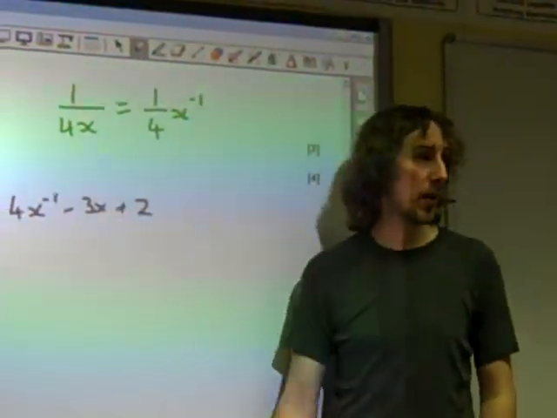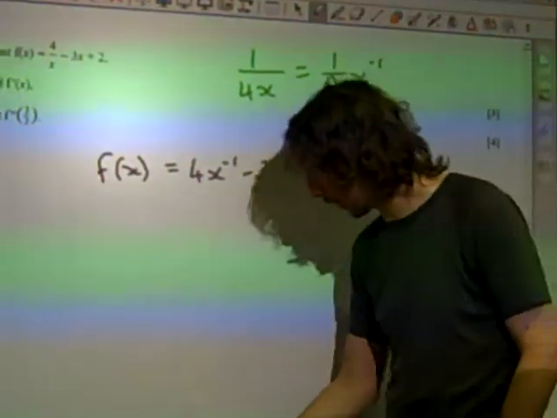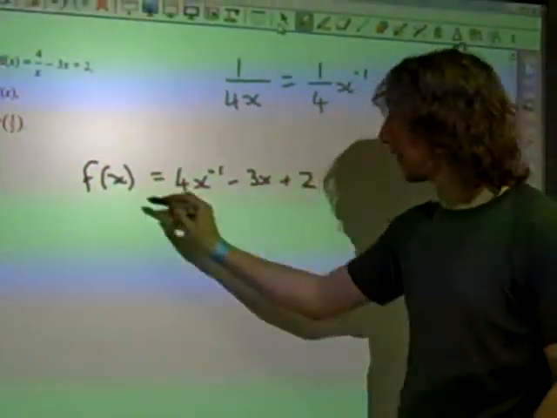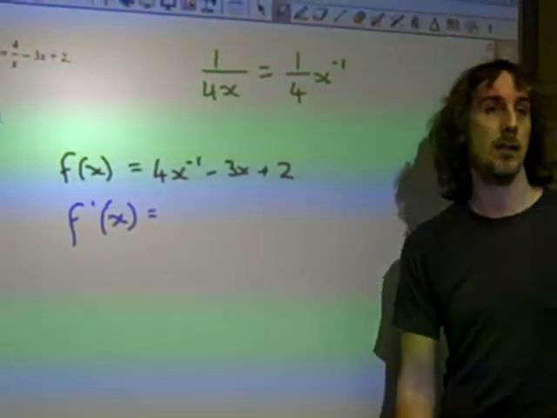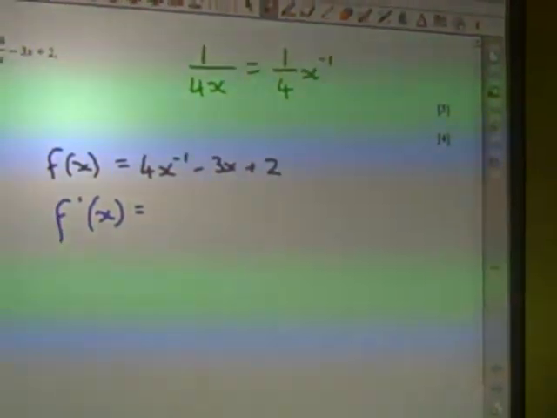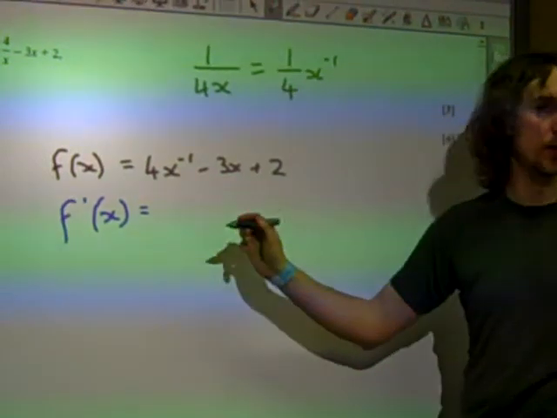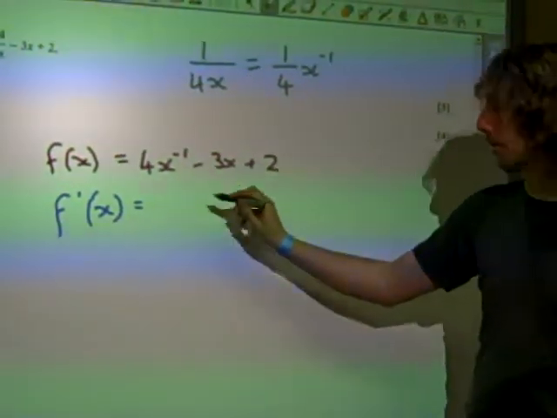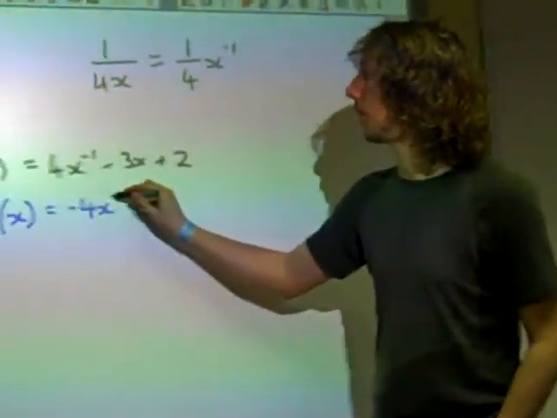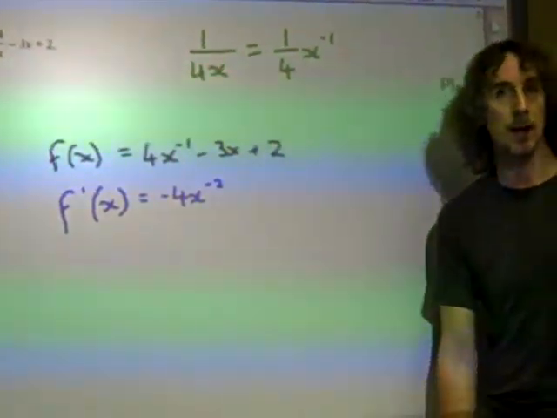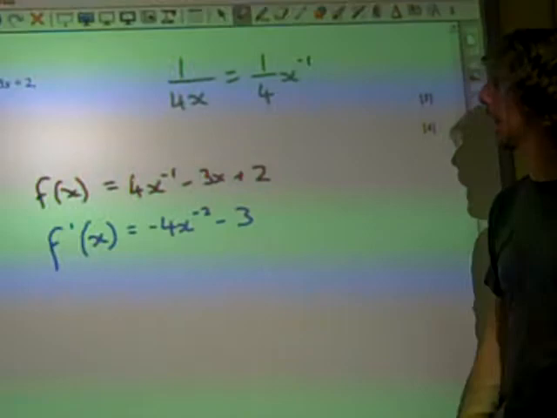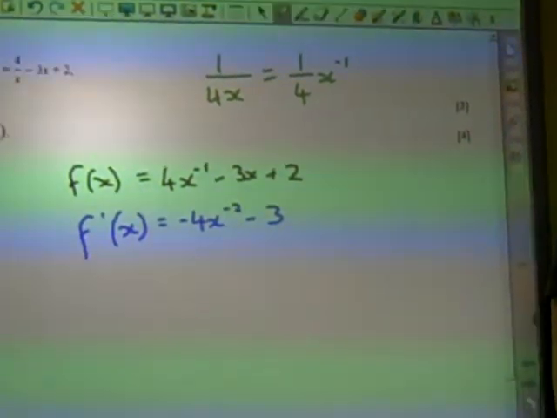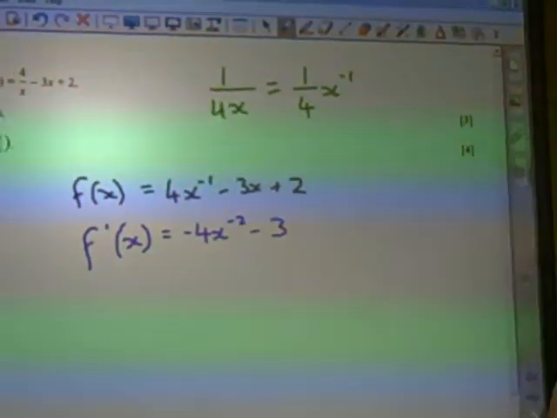Right, we're now ready to differentiate it. We do it one term at a time. So f dashed x means the thing that you get when you differentiate it with respect to x. 4x to the minus 1, what's that going to give us? Minus 3x. Minus 3. And what's going to happen to the plus 2? It's going to give us 0, so we're going to stop there.